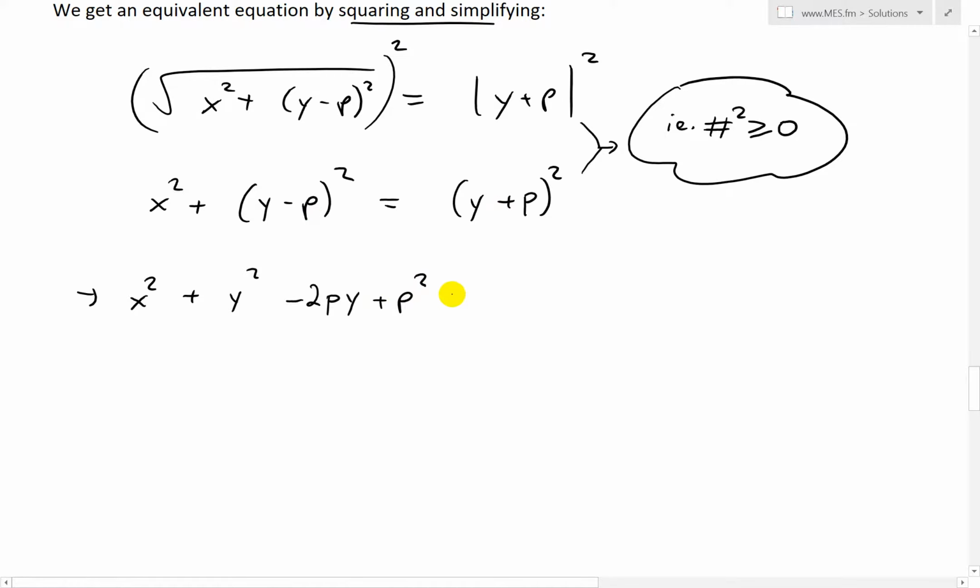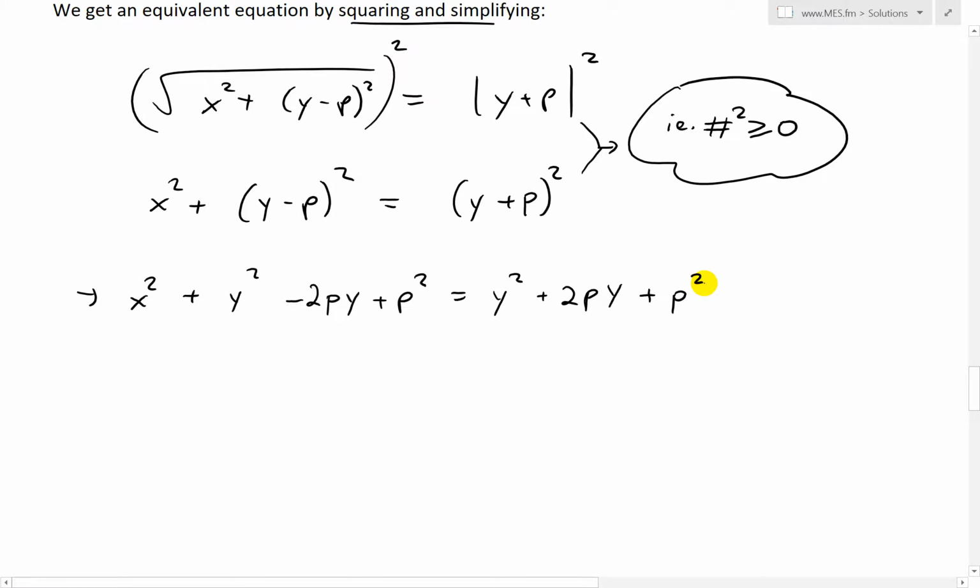And now on this side, y times y is y squared. Y times p is py, and p times y is py, so we have a 2py. And then plus p times p, p squared. I just did the FOIL method in my head there.